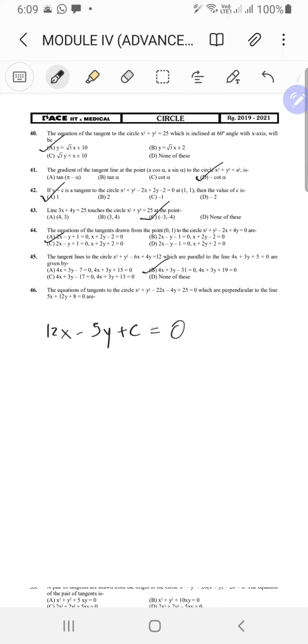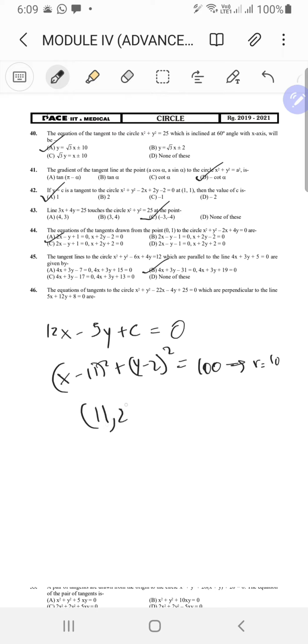Okay, and it's this circle, so it's like x minus 11 squared plus y minus 2 squared equal to, so 11 squared plus 2 squared is like 121 plus 4, which is 125. 125 minus 25 is 100, which means r is 10. Nice. Okay, so the center is 11 comma 2.